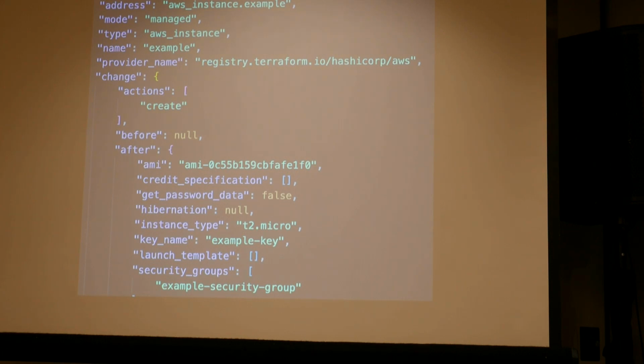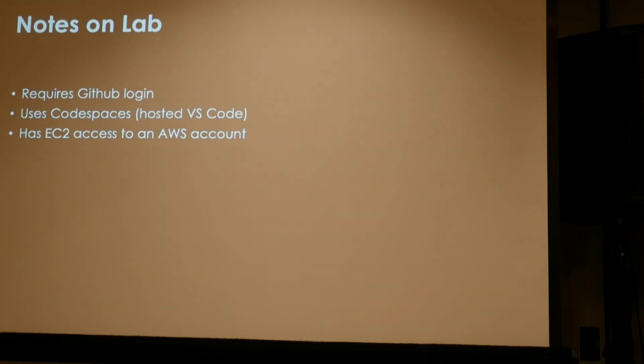And if you have a security eye, you can already see some things here that look interesting in this plan file. Get password data is one. So these plan files have a lot of details about how things are going to be created. And a lot happens even if you don't choose the attributes for the resource. So getting into the first lab, which is a really basic demo.